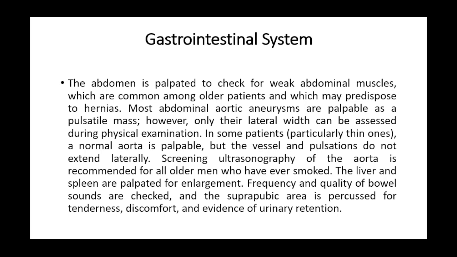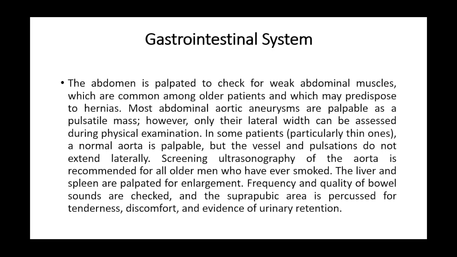The abdomen is palpated to check for weak abdominal muscles, which are common among older patients and which may predispose to hernias. Most abdominal aortic aneurysms are palpable as a pulsatile mass. However, only their lateral walls can be assessed during physical examination. In some patients, particularly thin ones, a normal aorta is palpable, but the vessel and pulsation don't extend laterally. Screening ultrasonography of the aorta is recommended for all older men who have ever smoked.